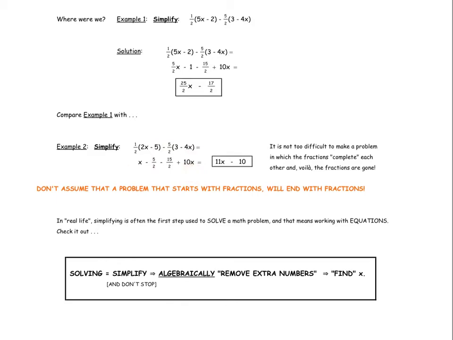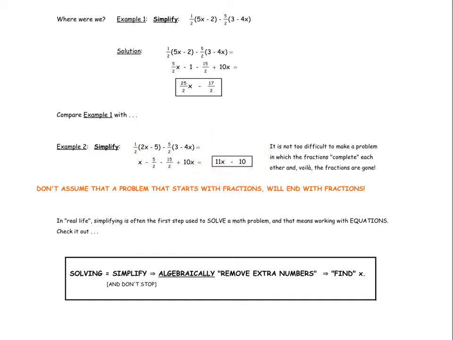I combined the x with the 10x and got 11x, and I combined the -5/2 with the -15/2 and got -20/2, and voila, don't you just love the French, I got -10. A problem that started with fractions didn't end with fractions.